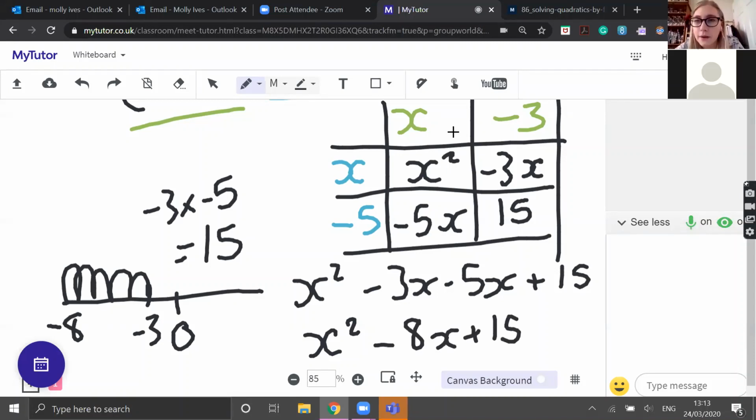Okay, there's a lot happening on the chat. Let me have a look. Is the answer to this x squared plus 8x plus 5? Really close. It's minus 8x because you have to subtract the minus 3x and the minus 5x.